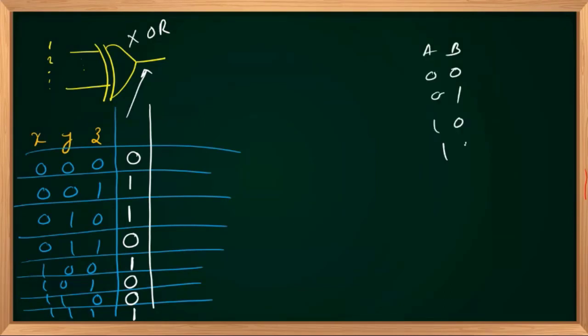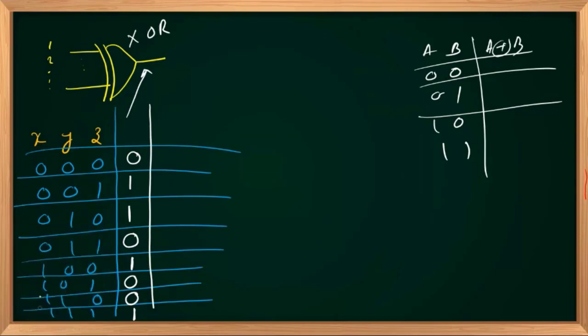This was the truth table of the 2-input XOR gate, A XOR B. What was the definition? An odd number of ones will give me 1. Odd number, even number. So that was the truth table.